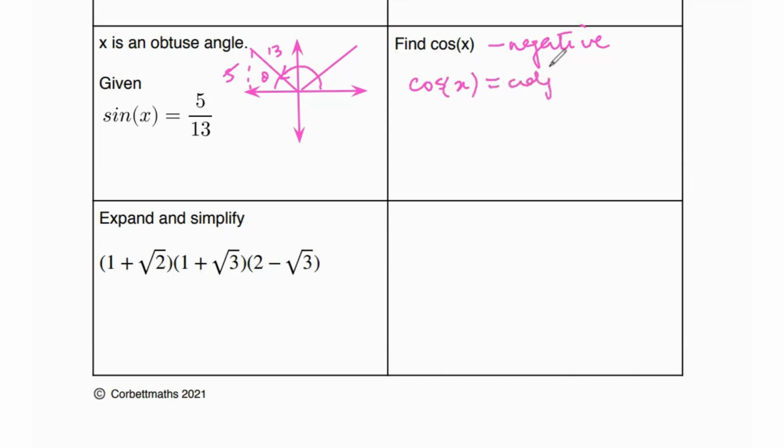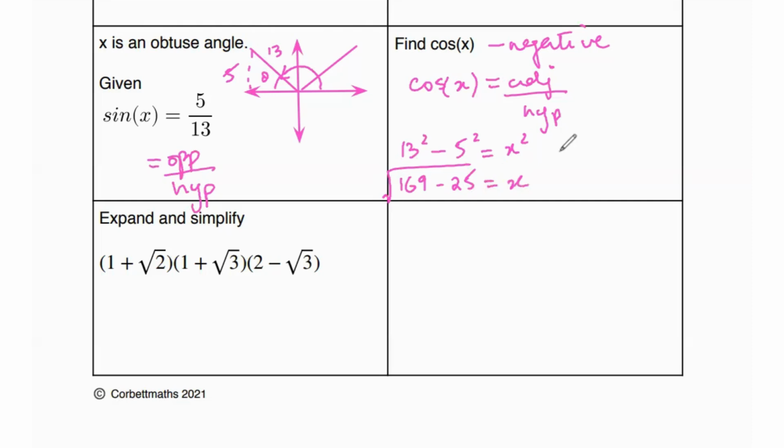adjacent over hypotenuse. Sin x we know is opposite over hypotenuse. So we have our hypotenuse, that's 13. We have our opposite, which is 5. So we can use Pythagoras to find the adjacent. So 13 squared minus 5 squared equals x squared. So that's 169 minus 25, and x equals the square root of 144, and that is 12.